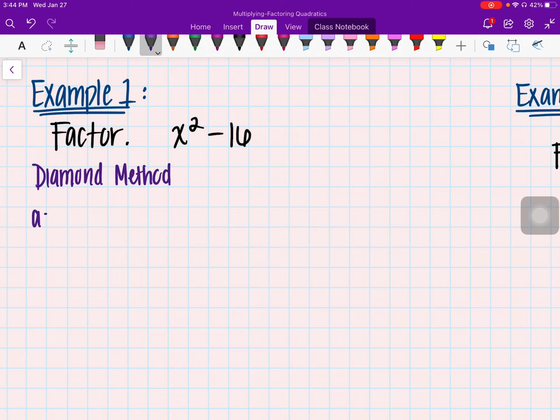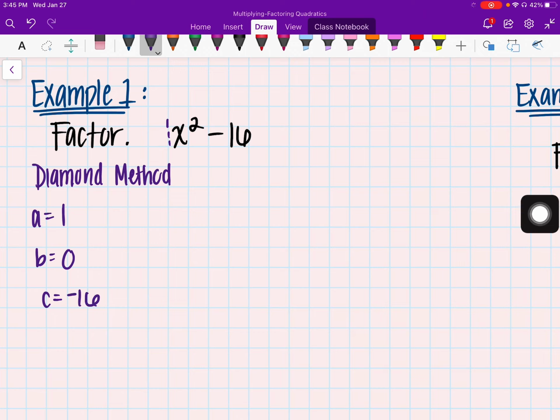So this is A, B, and C. In this case, A is the coefficient in front of the x squared, so that's a 1. B, if you take a look, is the coefficient of the x variable, and we don't have one, so that's a 0. And then C in this case is the constant, and remember the constant is the number. It's just a number by itself. It has no variable whatsoever.